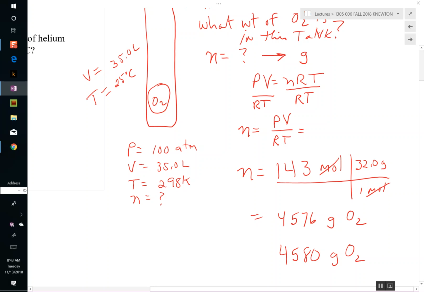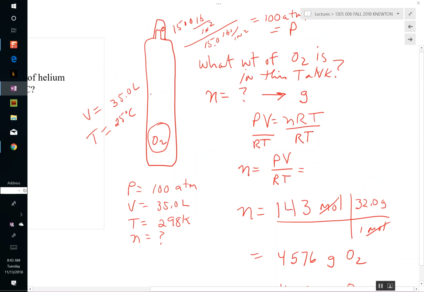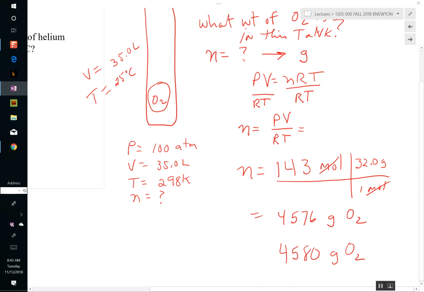But they have these tanks in the hospital. We have a tank of nitrogen in the lab over here. Same sort of deal. It's at about 1,500 pounds per square inch, or about 100 atmospheres pressure. All right.